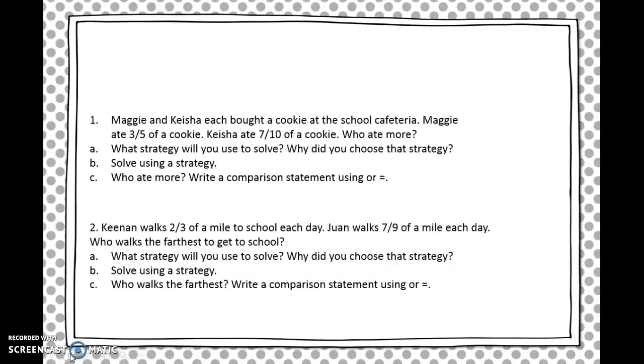Our second example, Keenan walks 2/3 of a mile to school each day. Juan walks 7/9 of a mile to school each day. Who walks the farthest to get to school? What strategy will you use to solve and why? Solve using your chosen strategy, and then tell us who walks the farthest using a comparison statement of greater than, less than, or equal to.